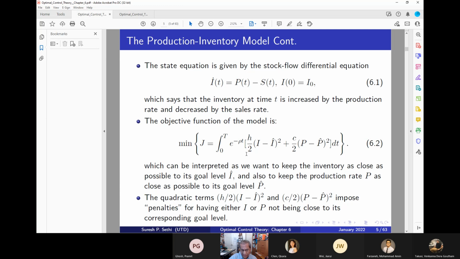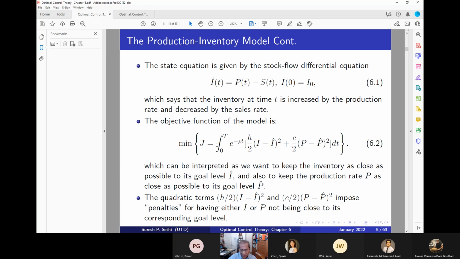The objective function is a la the HMMS model. It says I like the inventory to be as close to I hat as possible. So anything beyond I hat, this way or that way, will cost me money according to this formula. And I like production to be as close to P hat as possible, and any deviation from it will cost me money, and that is given by this. And I discount this whole thing, integrate from 0 to T, and minimize. I minimize over P. P is my decision variable.